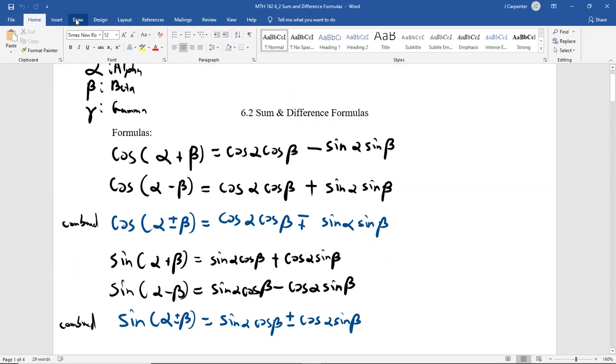For 6.2, and I keep wanting to say 8.2 because that's what I'm used to in my brain, even though I've taught from this new text before.